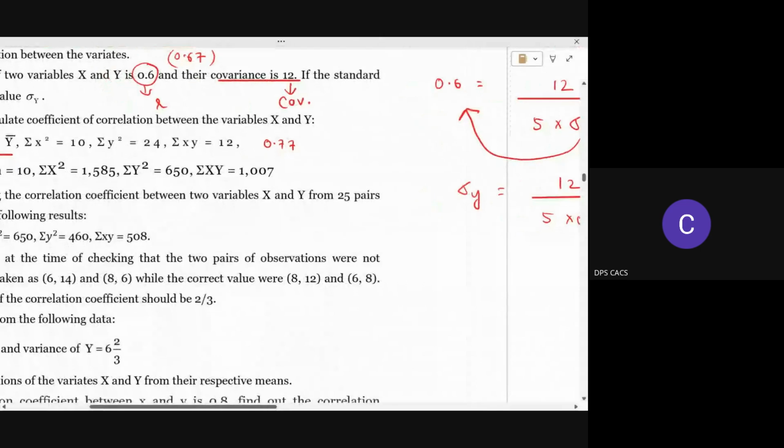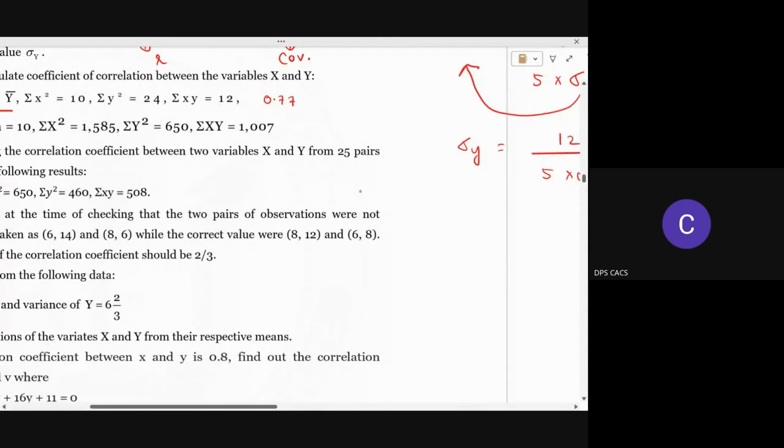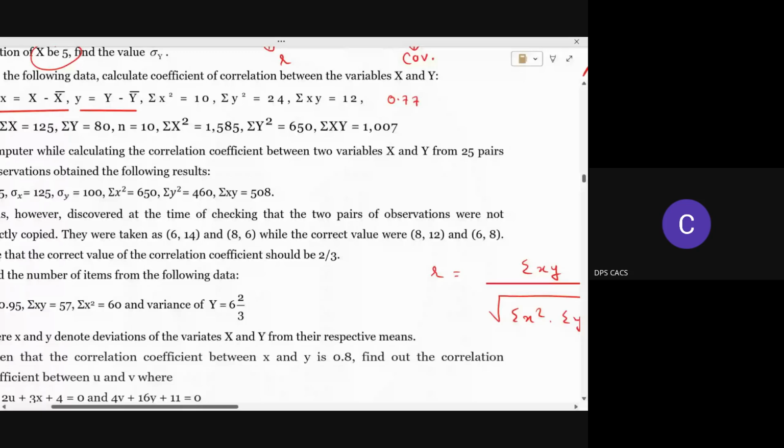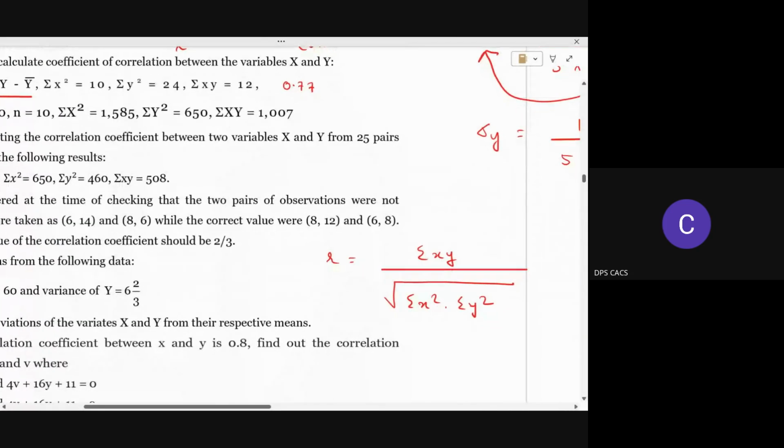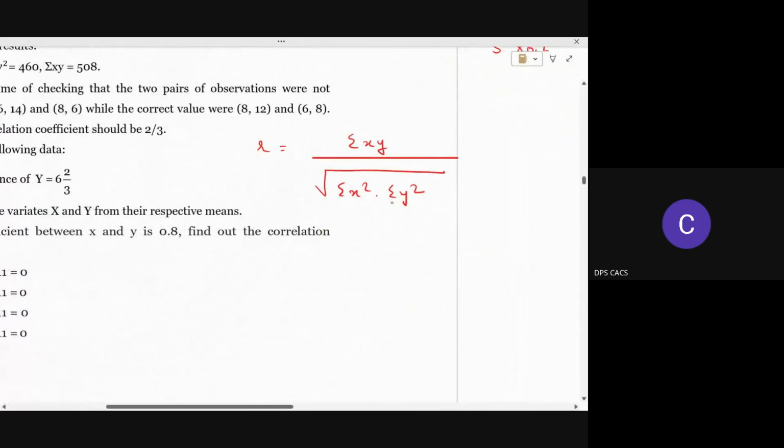Formula 2 has to be applied. What is Formula 2? See on the screen. R equals summation xy divided by root over summation x square into summation y square, right? Just apply this, you will get the answer. In the question they have given you summation xy as 12, then 20, 10 and 24. So 12, 10 and 24 and root of that. So 0.77 is coming. Very easy.